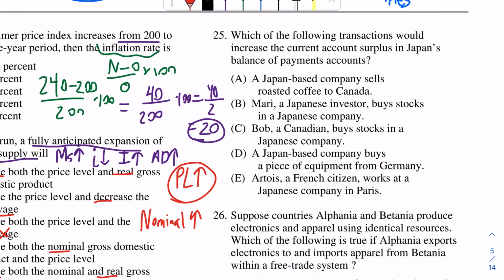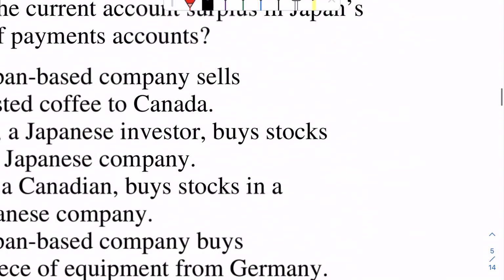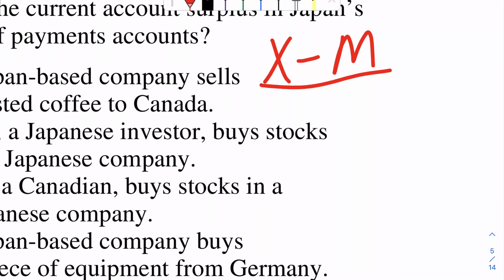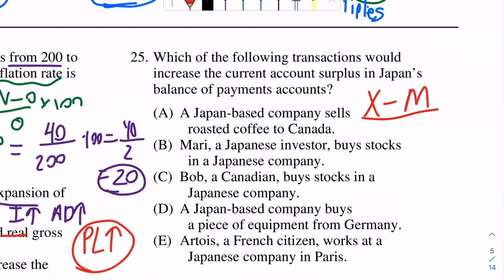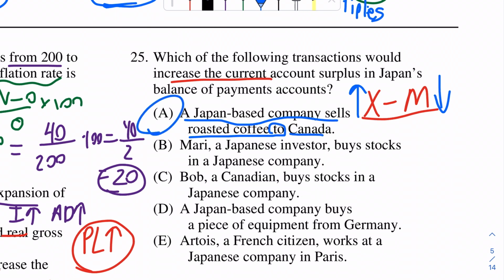25. Which of the following transactions would increase the current account surplus in Japan's balance of payments account? So the current account, remember, was dealing with the exports and the imports. Okay, so would increase the current account. If you're increasing the current account, that means your exports go up or your imports go down. So which one of these would increase your exports? A Japan-based company sells roasted coffee to Canada. So that would be an increase in your exports. Okay.